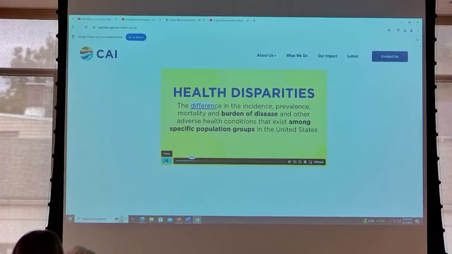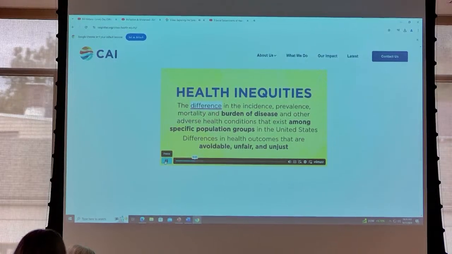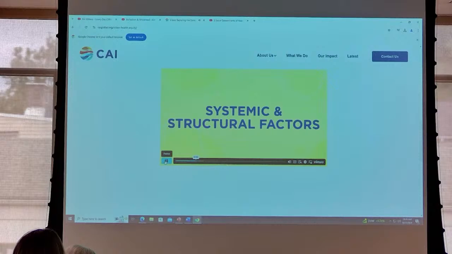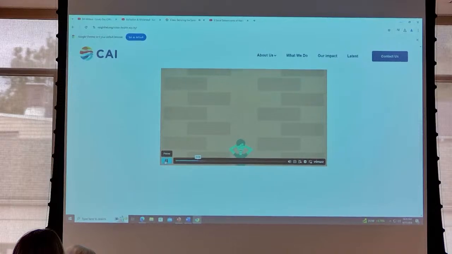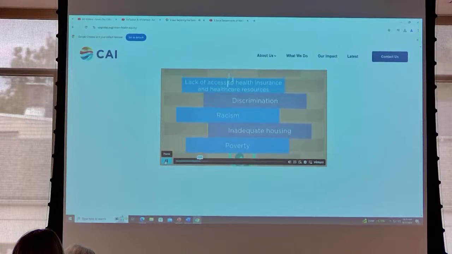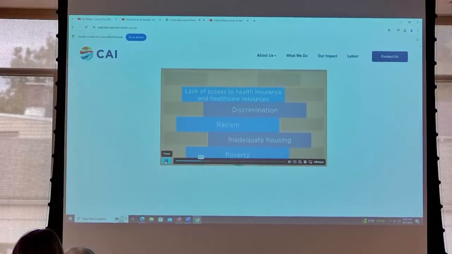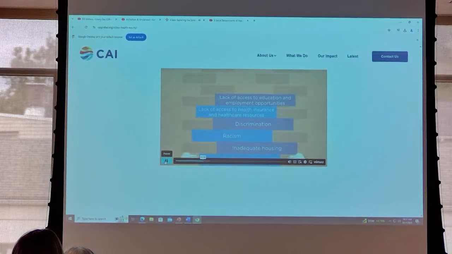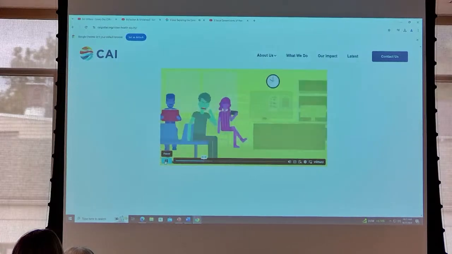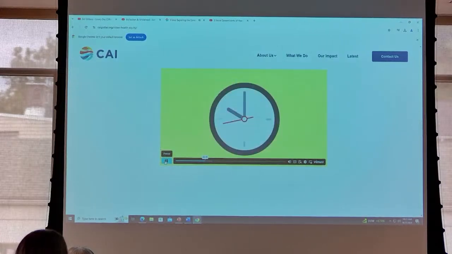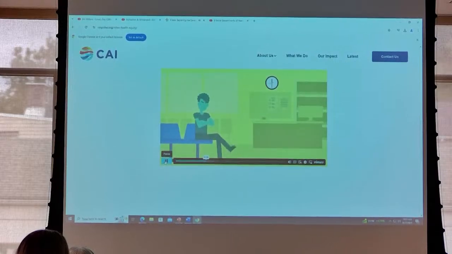When these differences in health outcomes between groups are the result of conditions that are avoidable, unfair, and unjust, we call them health inequities. Health inequities arise from systemic and structural factors that create barriers to accessing healthcare services and resources. Examples include poverty, inadequate housing, racism, discrimination, the lack of access to health insurance and healthcare resources, and lack of access to education and employment opportunities.